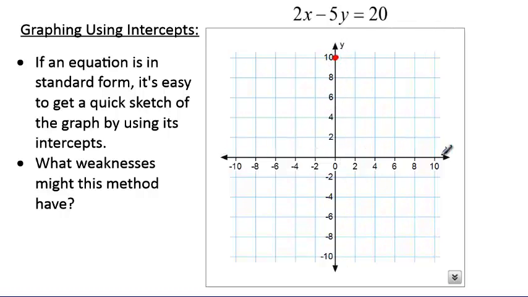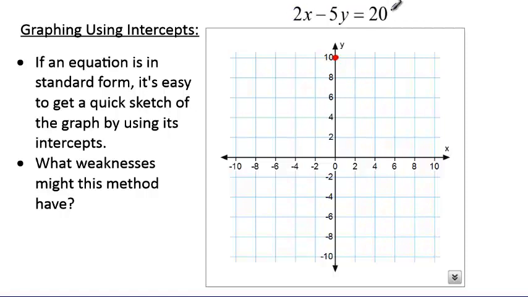On the x-axis, the coordinates would be negative 10, 0, negative 9, 0, negative 8, 0, negative 7, 0, and so on. So on the x-axis, the point always has a y-coordinate that is 0. So an x-intercept has a y that is 0. Okay, so a y-intercept has a 0 for x, an x-intercept has a 0 for y.